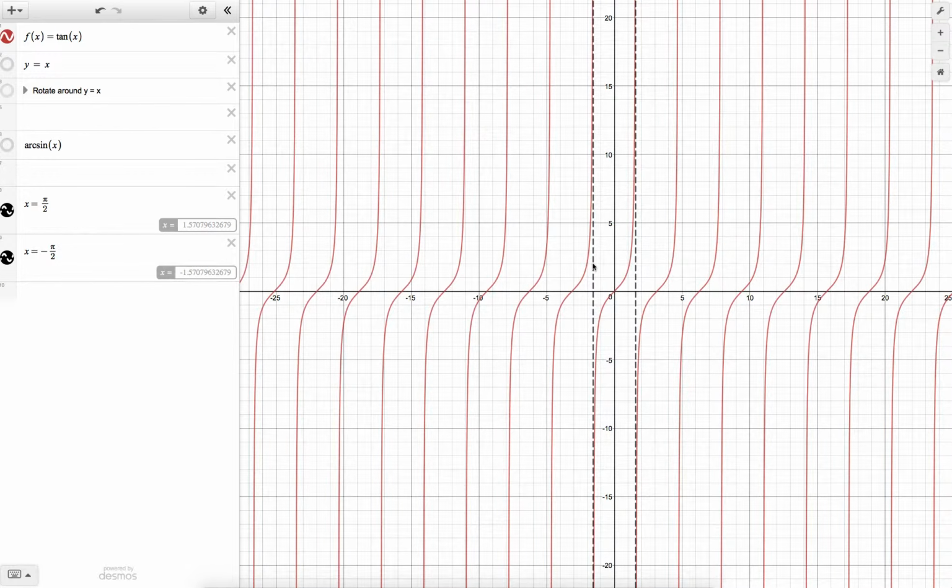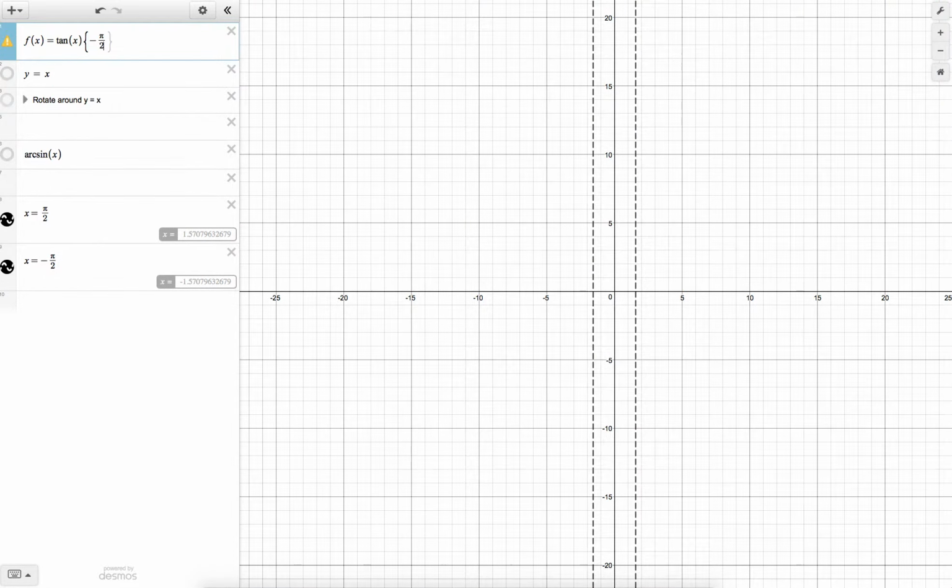If I take the same restriction as I did for the sine function, from negative pi over 2 to pi over 2, I would have a graph that passes the horizontal line test and has every possible output represented. So let's go ahead and do that. Negative pi over 2 is less than or equal to x, which is less than or equal to pi over 2.